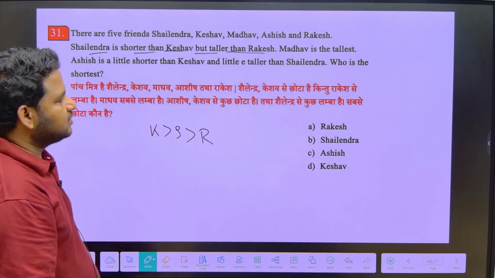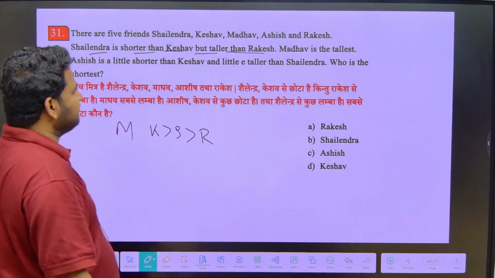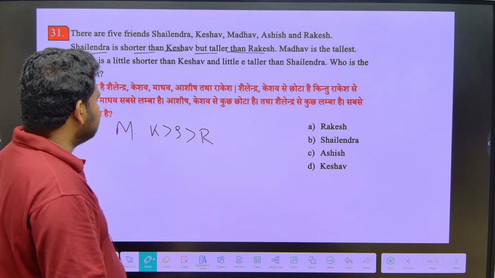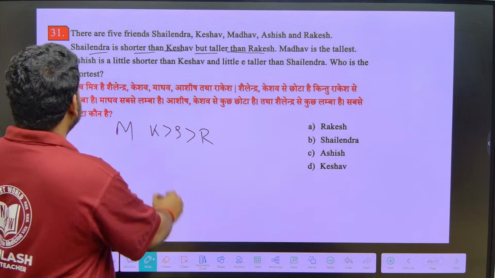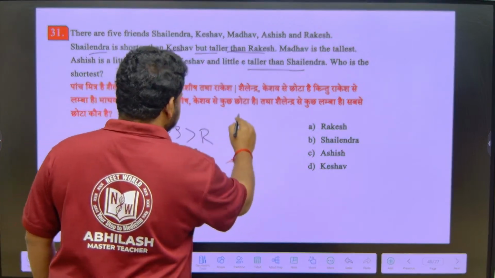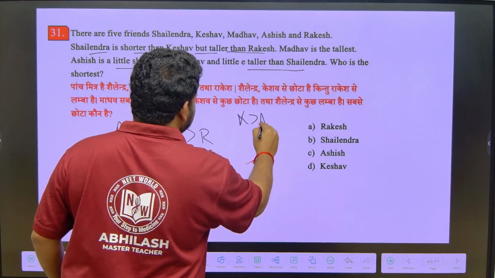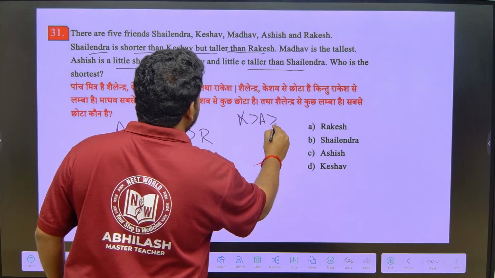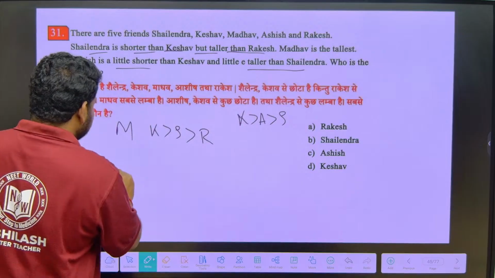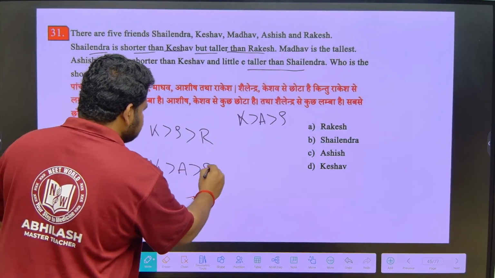Madhav is the tallest. Madhav is the tallest means what? Madhav will be in the first position. Ashish is a little shorter than Keshav and a little taller than Shailendra. That means Keshav is taller. If I combine this and this, what will I get? I will get M is greater than Keshav is greater than Ashish is greater than Shailendra is greater than Rakesh.